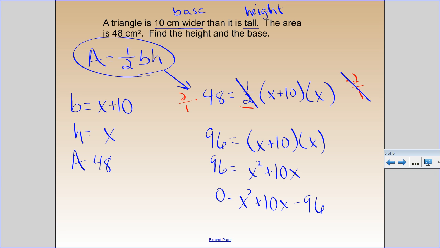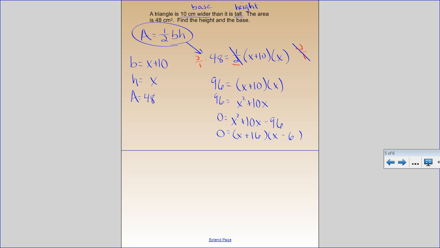At this point in the problem, I need to think about what two things I can multiply together that can give me 96, but that add up to be 10. So I go to my calculator, and I'm actually doing it with you now. Divided by 16. 16 and 6 multiplies to be 96. So I have to get x plus 16, x minus 6. And using the principle of zero product, my solutions have to be, x has to equal negative 16 or x equals 6.